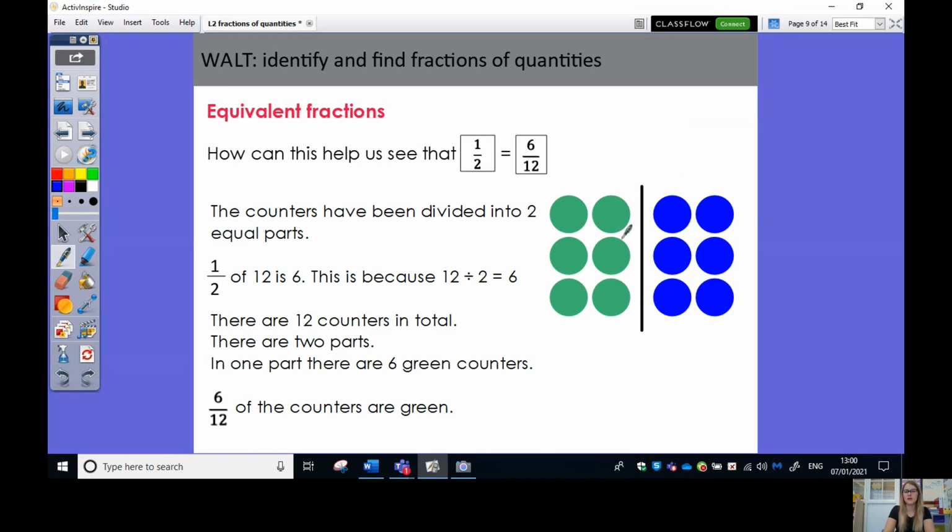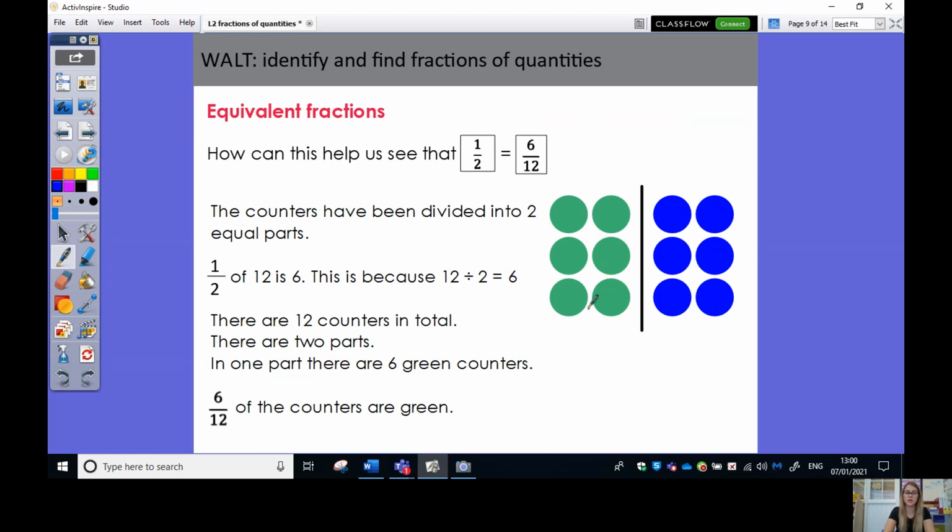The counters that we had on the previous page have now been divided in half into 2 equal parts. We've got some green counters and blue counters. We started with 1, 2, 3, 4, 5, 6, 7, 8, 9, 10, 11, 12, and now they're in 2 groups of 6. That is because half of 12 is 6. This is because 12 divided by 2 is 6. Remember, halving is the same as dividing by 2.